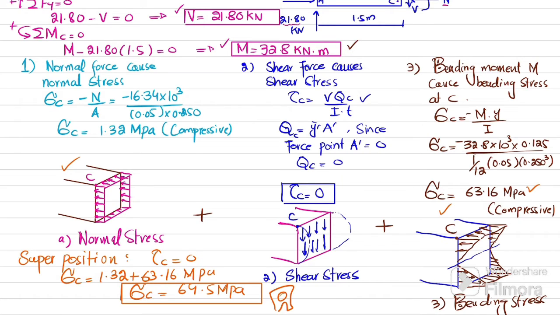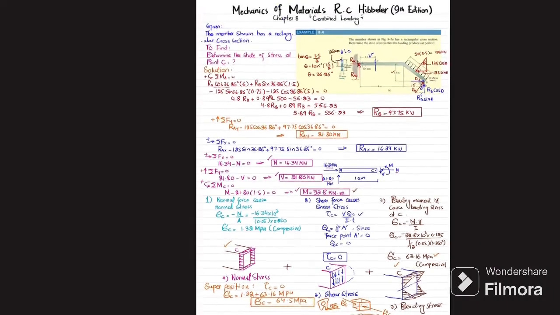So if I want to draw it on the state of element like this, you can see this will be sigma C. This element is taken at point C. There is sigma C, as there is no shear stress at point C. So the state of stress at point C will be represented like this. And this was all about this example 8.4.